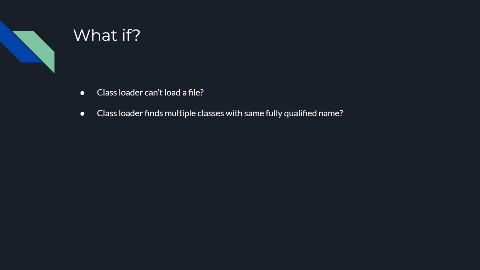The second thing is, what if the class loader finds multiple classes with the same fully qualified name? By fully qualified name, we mean the name of the class with the package name. So if my class is in the package, let's say com.thedumbprogrammer.demo, then the fully qualified name of my class will be com.thedumbprogrammer.demo.launcher. Let's say launcher is the name of my class.